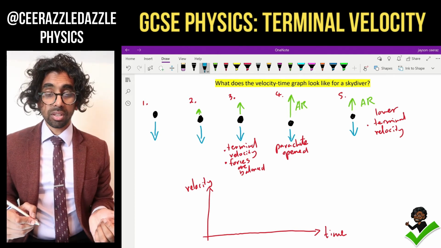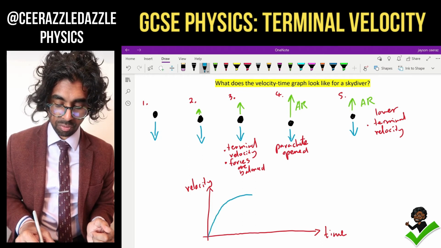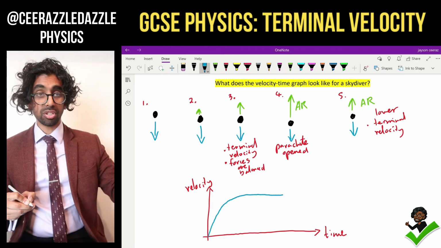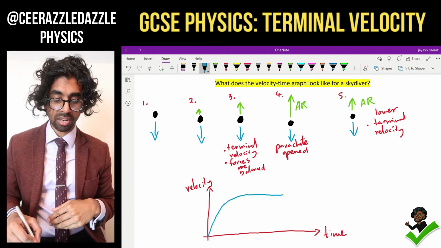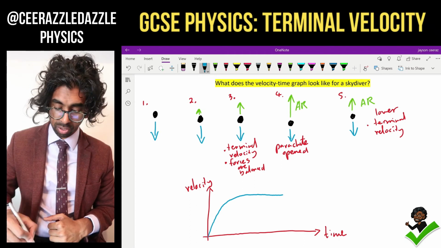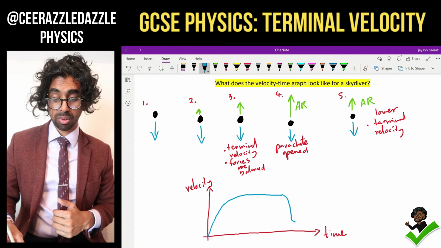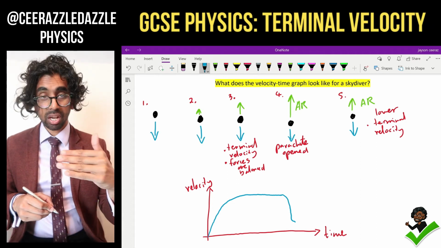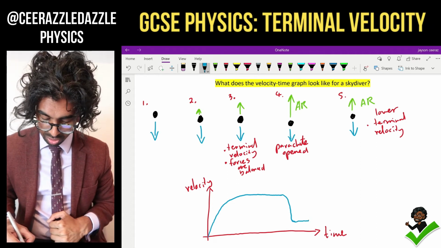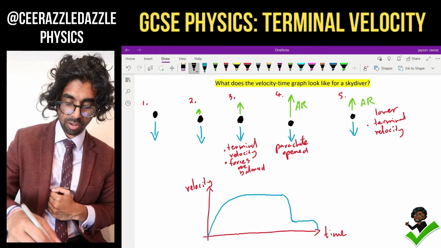Okay, so what will the graph look like? So first of all, the velocity will increase and then plateau off. Why? Because this is when it reaches terminal velocity. The forces become balanced, the velocity no longer increases. When I open up the parachute, my velocity will drop down because I'm going to decelerate. But eventually I will then reach a lower terminal velocity before I go back down again. And that's our graph for the terminal velocity.